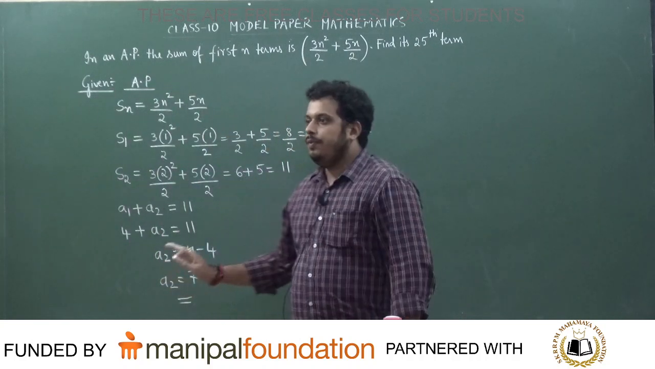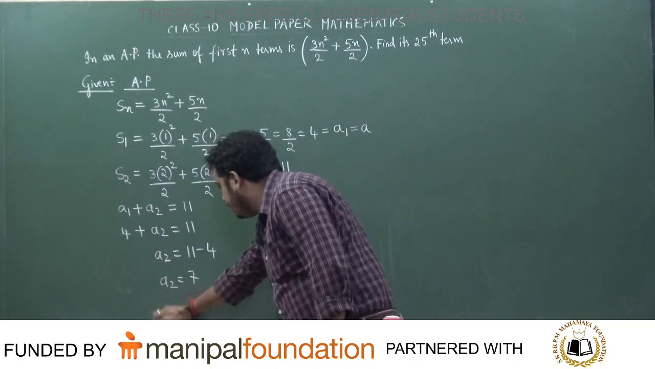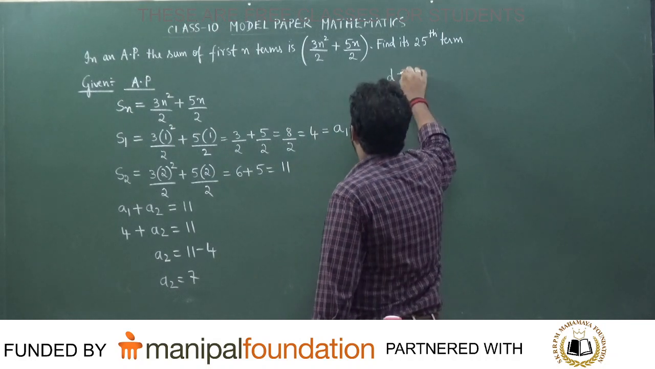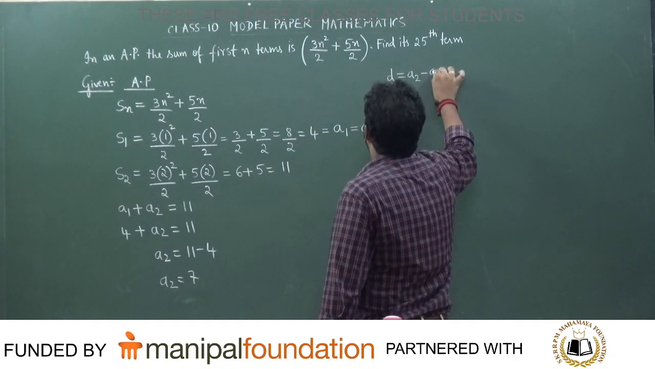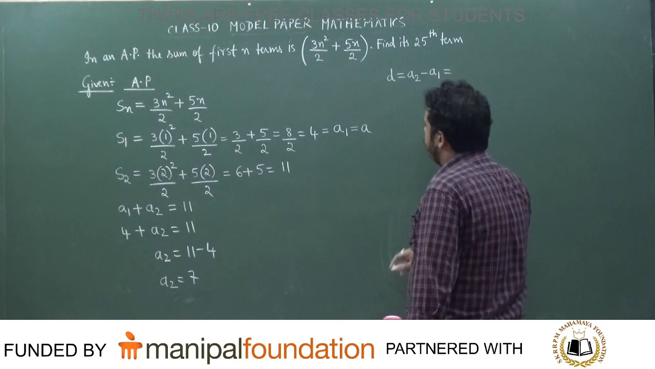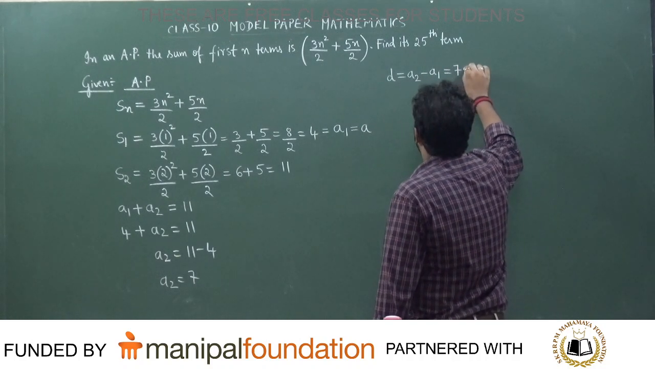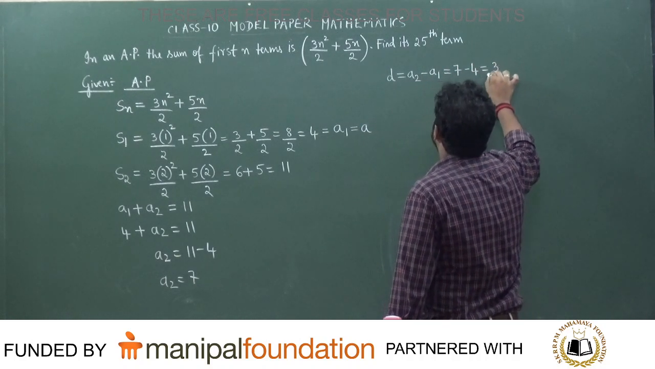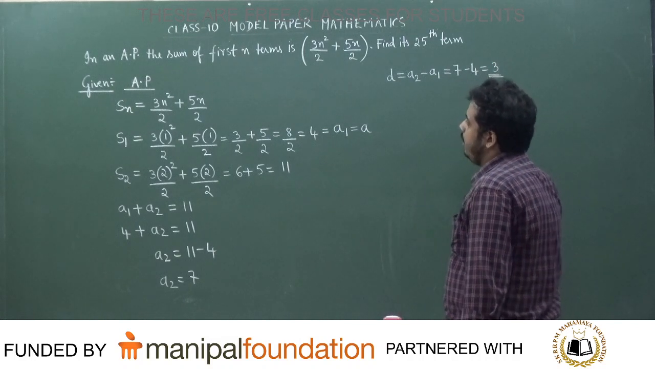We know A1, we know A2. Now tell me, what is the value of the common difference? Common difference D will be equal to A2 minus A1. So A2 minus A1 is equal to 7 minus 4. That is equal to how much, students? 7 minus 4 will be equal to 3, correct or not?